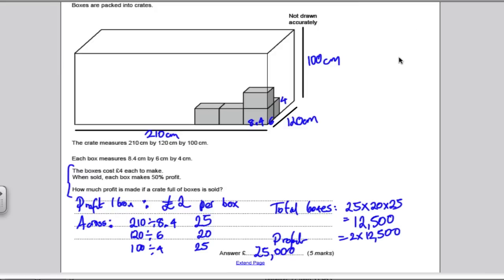Okay, now we'll move on to the next exam question on volume. As always, pause the video, have a go, then I will start talking again in 10 seconds and you can mark your work and check if you got it right. Here we go.